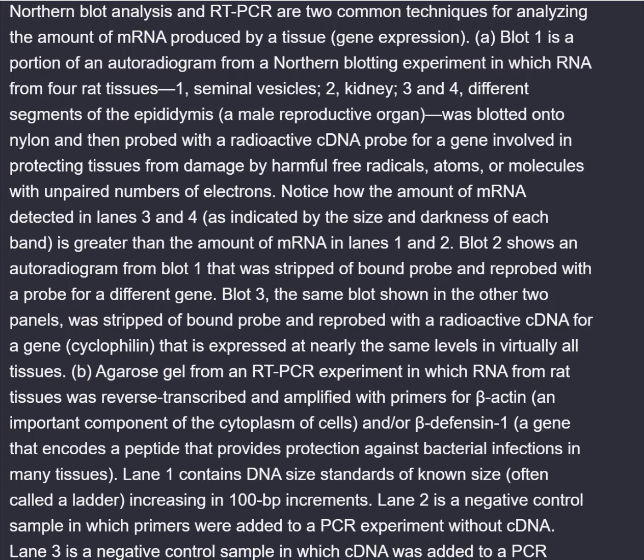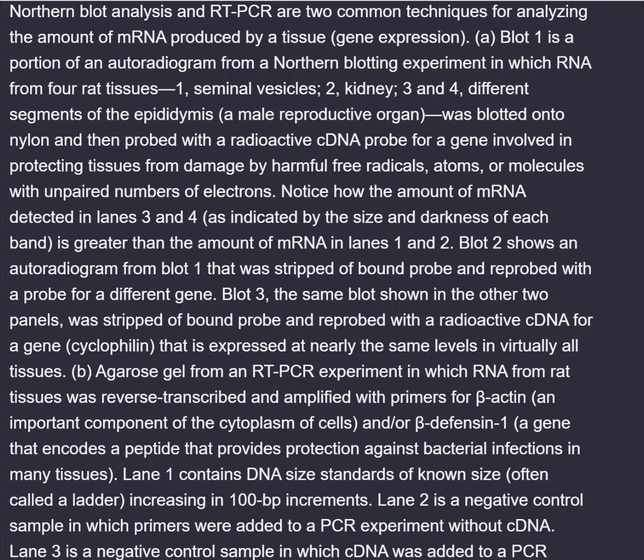B. Agarose gel from an RT-PCR experiment in which RNA from rat tissues was reverse transcribed and amplified with primers for beta-actin, an important component of the cytoplasm of cells, and/or beta-defensin 1, a gene that encodes a peptide that provides protection against bacterial infections in many tissues. Lane 1 contains DNA size standards of known size, often called a ladder, increasing in 100 bp increments.